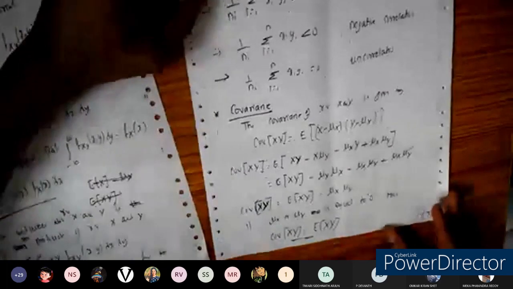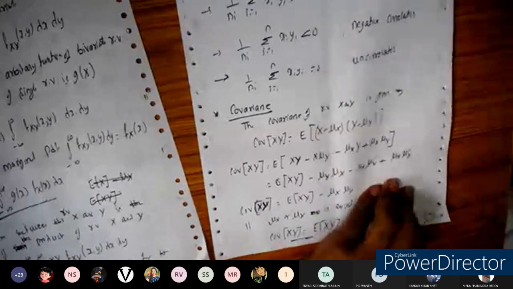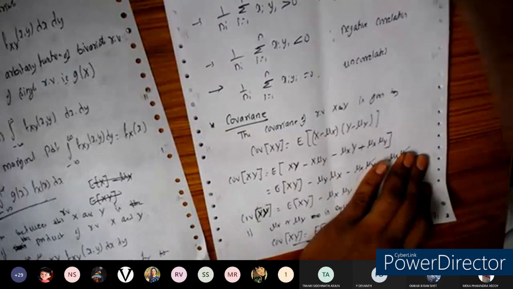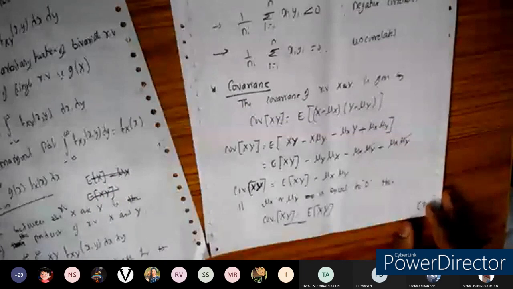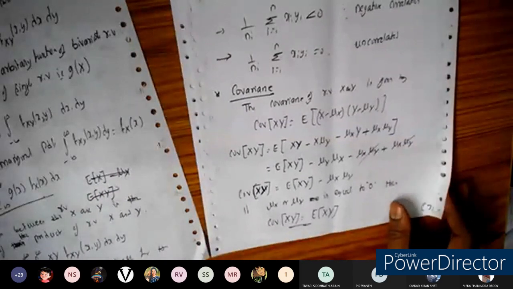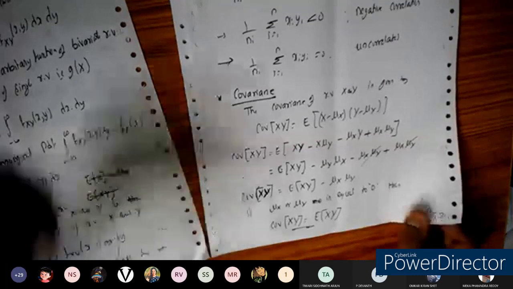So in the exam they will ask you to define the terms covariance and correlation. Many times they will ask this. So you can write these things here. So done, right? Okay, we'll see the next one here.